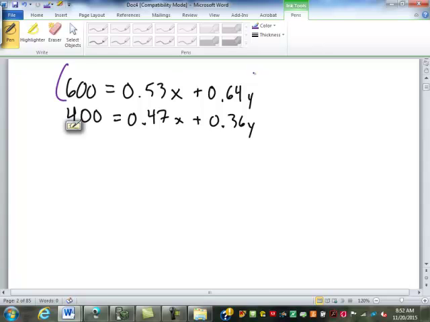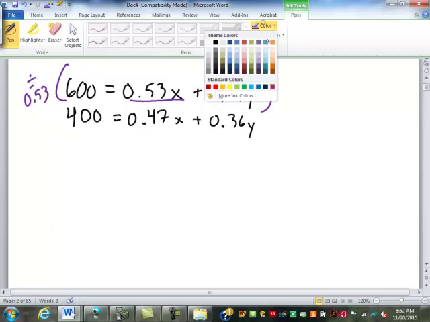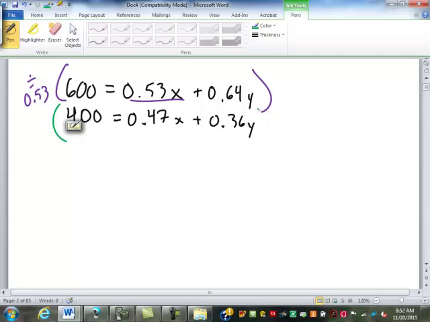So here's what I'm going to do. I'm going to take this whole equation here, and I am going to divide by 0.53. That'll make this a positive 1. I'm going to take this whole equation down here on bottom, and I'm going to divide by not 0.47, but negative 0.47. So that becomes a negative 1. Does that make any sense?